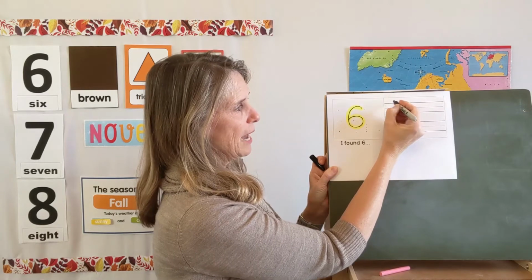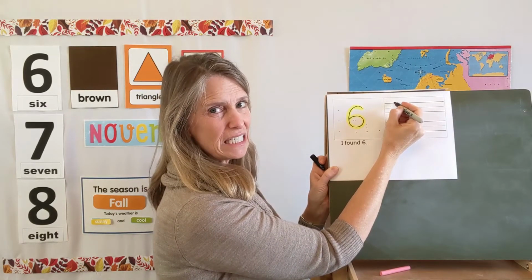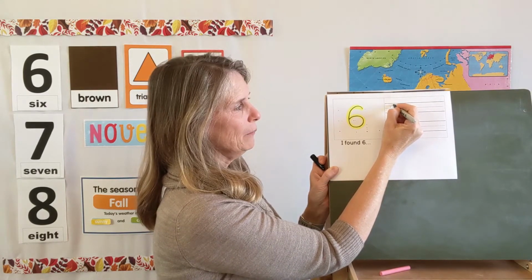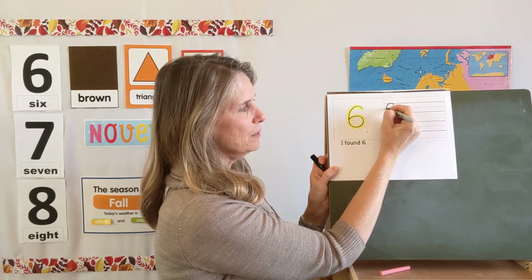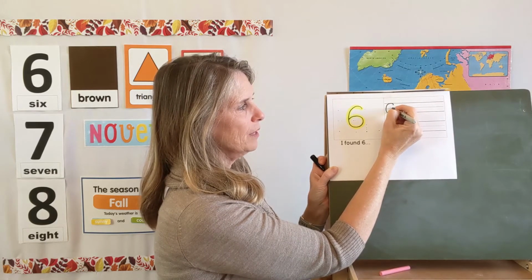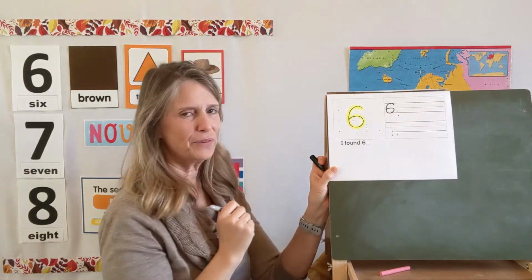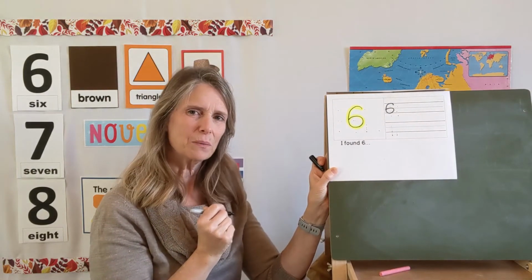Okay, so we're going to start at the top, but we don't start at the line. We go just a little bit under the line. And we go to the top and we bounce down to the bottom, bounce back up, back to the middle, and close it off with a little circle. Why don't we practice that one more time together?